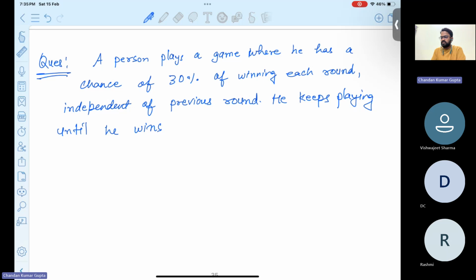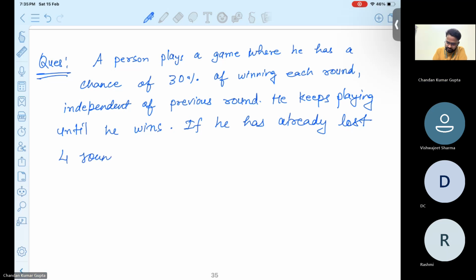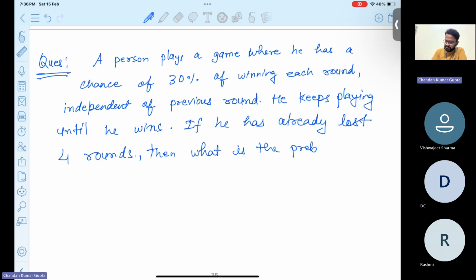Like, till then he will play. If he has already lost 4 rounds, then what is the probability that he will win on the 7th round?